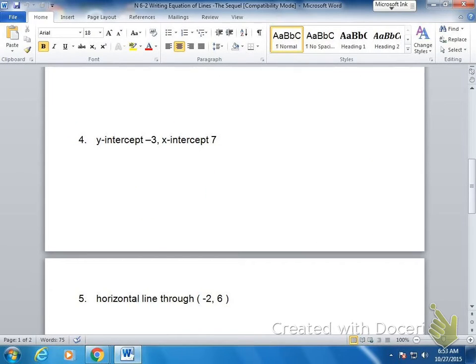I just want to look at number 4 real quick. You have to understand what your points are. Remember, if it's a y-intercept, that means the x is 0, so they're really giving us the point 0, -3. And remember, the x-intercept means y is 0, so they're really giving us the point 7, 0. So there's your x1, y1, your x2, y2, and you can go back and do the exact same thing as we did on number 1.